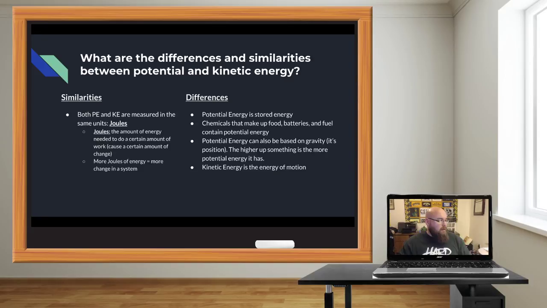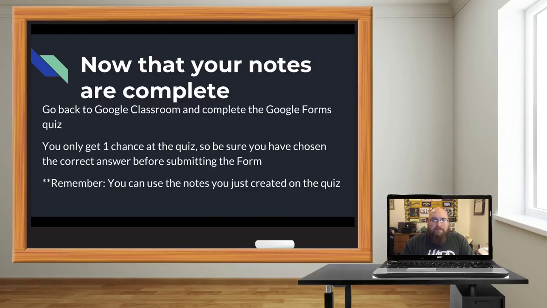And then one other major difference between these is that kinetic energy is the energy of motion. Anytime anything is moving, if you toss something and it's flying through the air, we have kinetic energy. And potential is, of course, just staying there until it does something. So that's going to wrap up this first video.